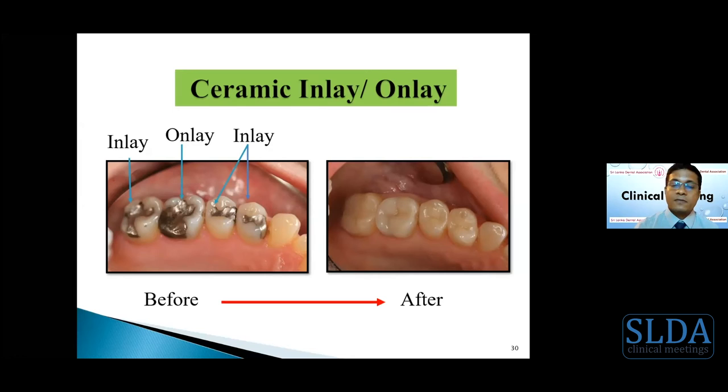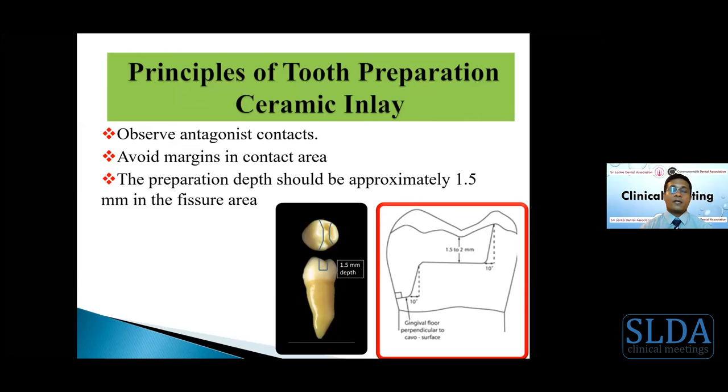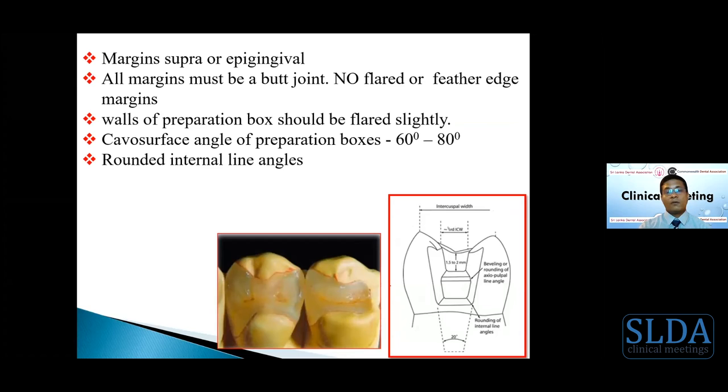Before you learn how to do ideal preparation for ceramic inlay, you should know about the principles. Now, let's get to know the principles of tooth preps for ceramic inlay first. So you should always observe opposing contacts to avoid margins in the contact area. The depth of the central preparation, that is also called fissure preparation or the occlusal box, should be 1.5 millimeter. And all margins should be supragingival, and all margins must be a butt joint or a shoulder preparation. And you can't have any flared or feather edge margins.